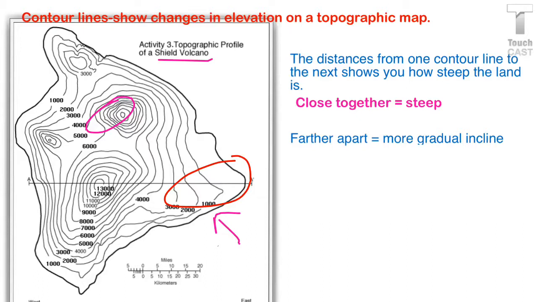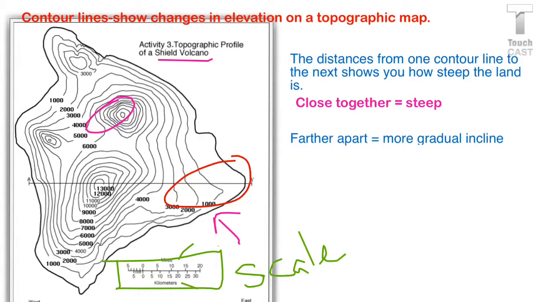Okay, and if you look right here, this is your scale. And remember, all a scale is it lets you know that like an inch on your map actually represents this many miles or this many kilometers. That way you can measure your distance on the map as well.